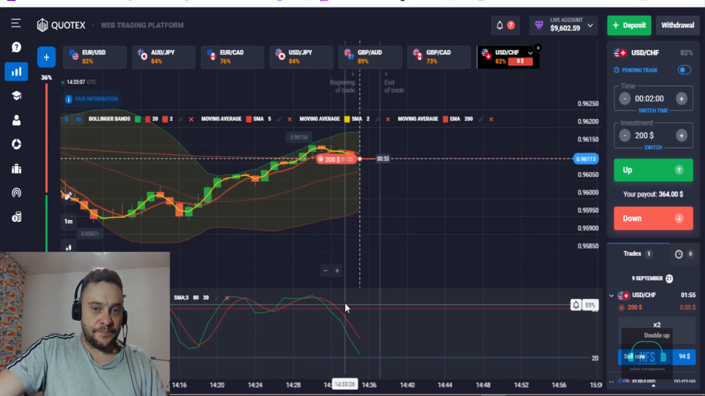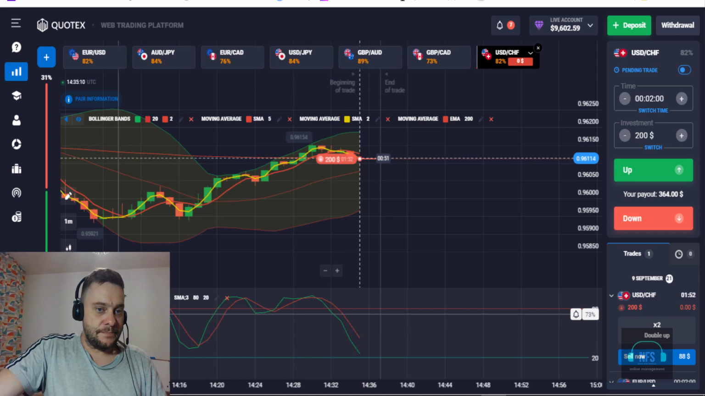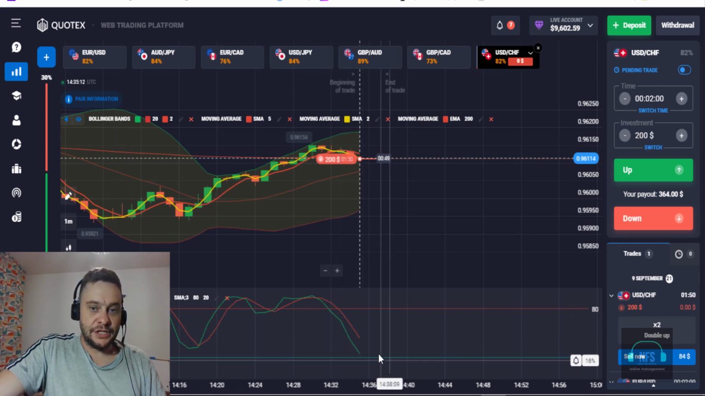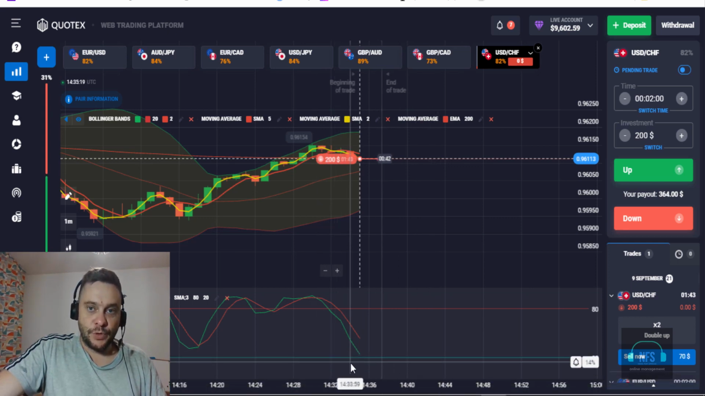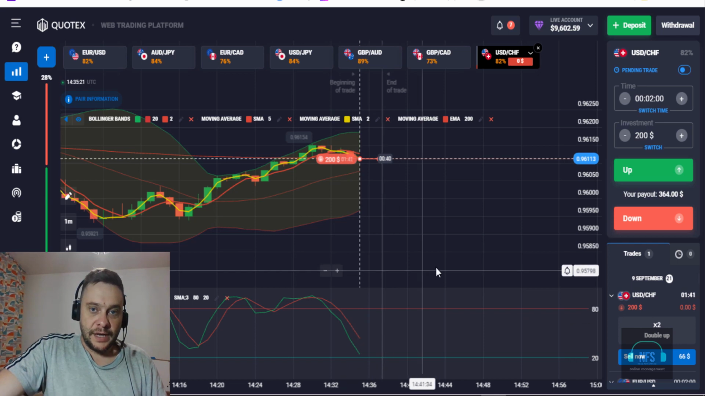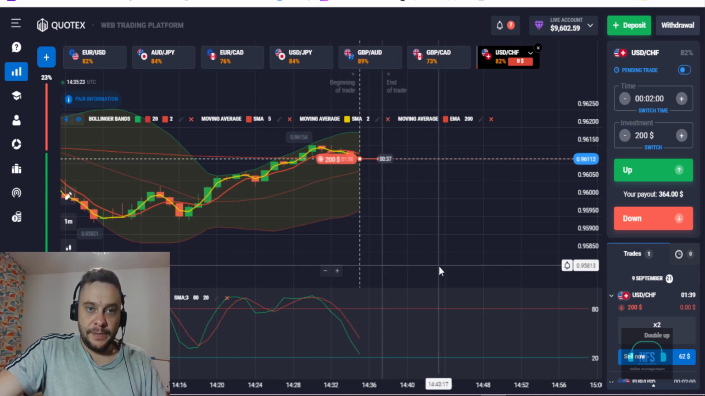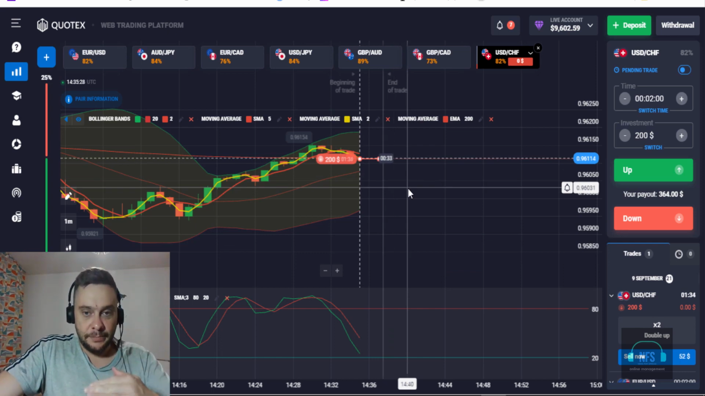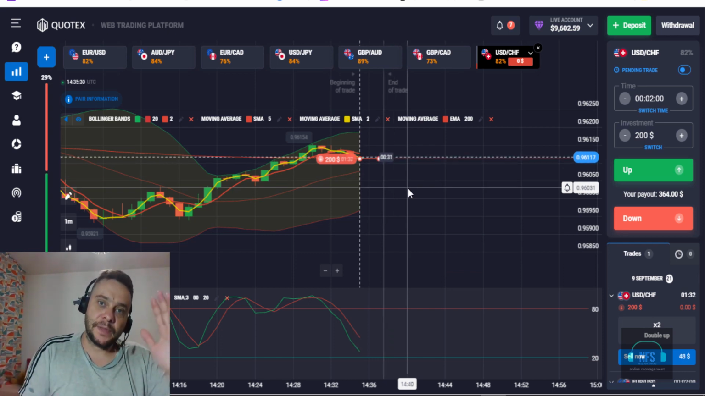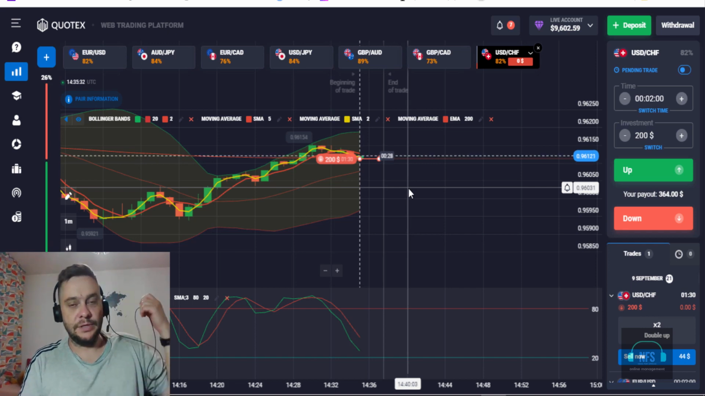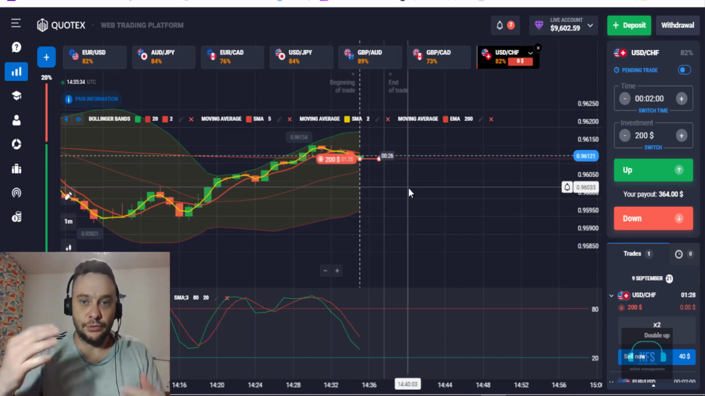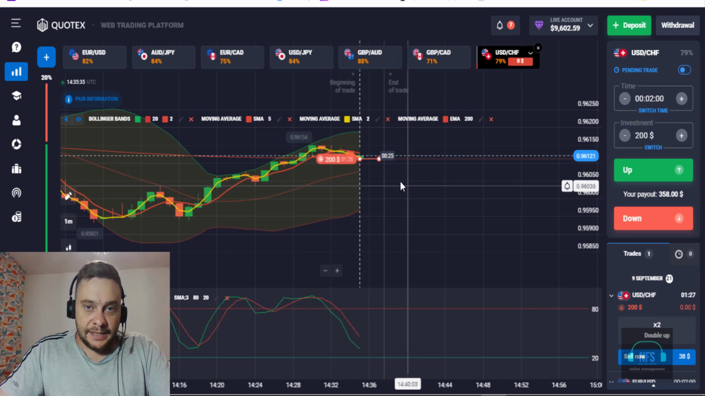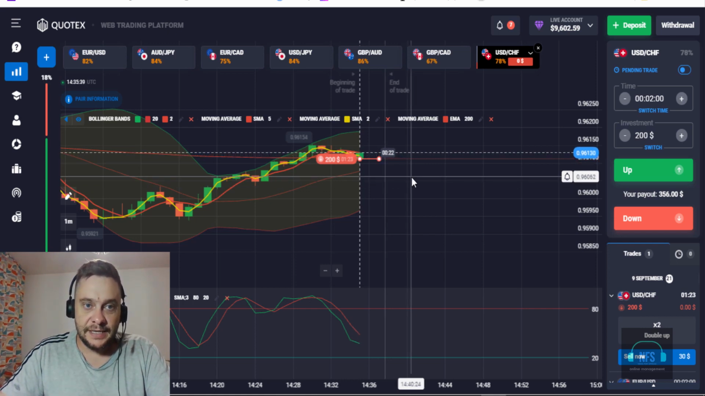As you can see, the stochastic oscillator didn't reach the down level of oversold, the 20 line, so probably it will still go a little bit down, and then the price will start to go up again. But let's wait and see.